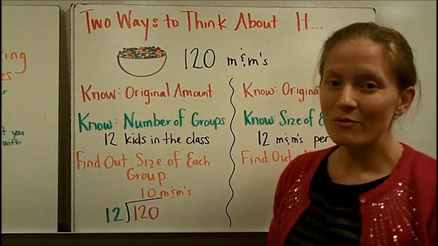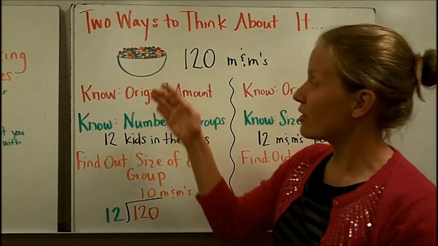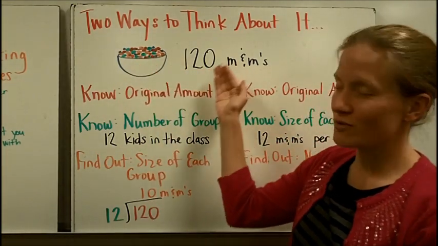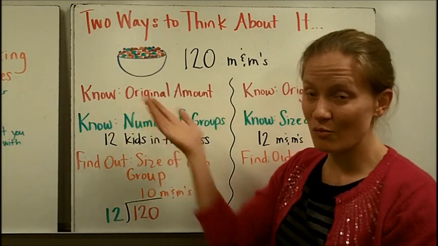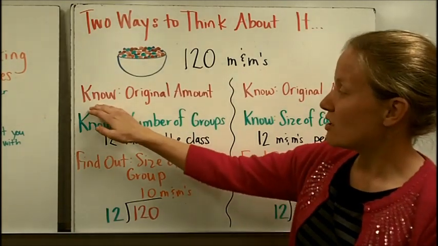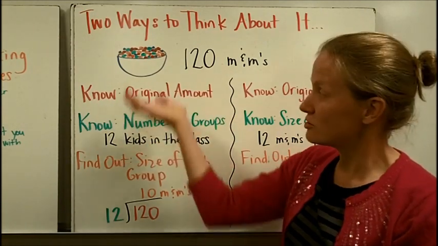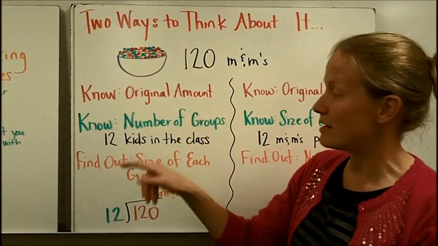There are two main ways to think about division. We're going to use this bowl of M&Ms and pretending that it has 120 M&Ms to think about both ways that we can think about division. So when you are dividing, you usually know an original amount, the amount that you're starting with. So we're starting with 120 M&Ms.